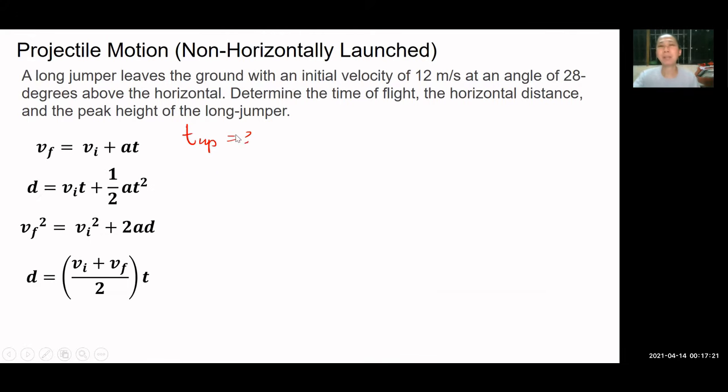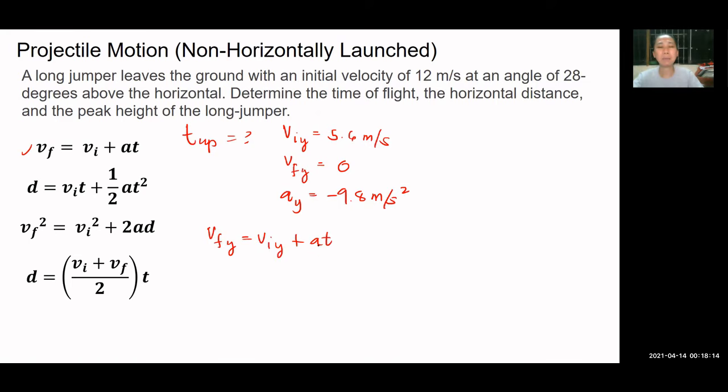So, what givens can we consider? We have VIY, which we computed earlier, 5.6 meters per second. Remember, this is positive because the motion of our jumper is going up. And then our VFY: at the highest point, his final vertical velocity becomes 0. And we know that our vertical acceleration is equal to negative 9.8 meters per second squared. Given these quantities, we can use our first equation. Let me rewrite this as VFY equals VIY plus AYT.